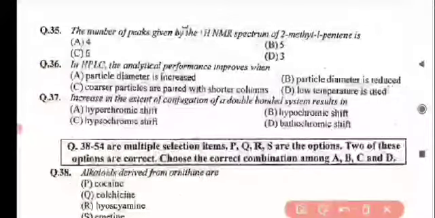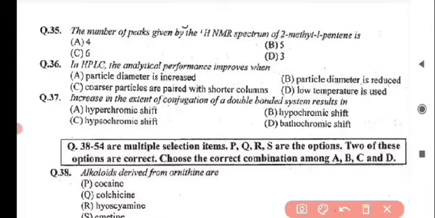Next question is, the number of peaks given by the proton NMR spectrum of 2-methyl-1-pentene is, and the correct answer is option number B, that is 5. Next question is, in HPLC the analytical performance improves when option B is correct, particle diameter is reduced. Next question is, increase in the extension of a double bonded system results in, and the correct answer is option D, bathochromic shift.